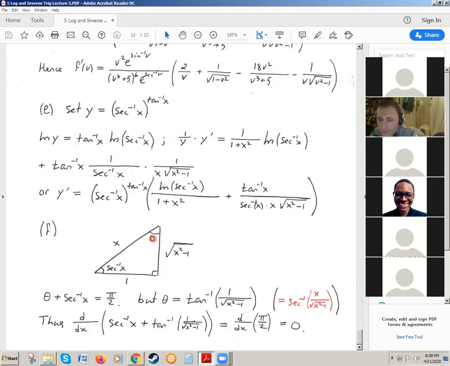A regular secant? No. Yes, Melissa. It's secant inverse of x over root x squared minus 1, because look at it: secant of this angle means take hypotenuse divided by adjacent, right? So it would be secant inverse of x over root x squared minus 1.